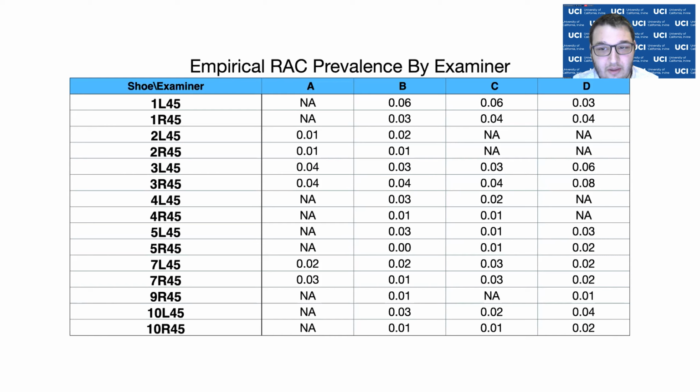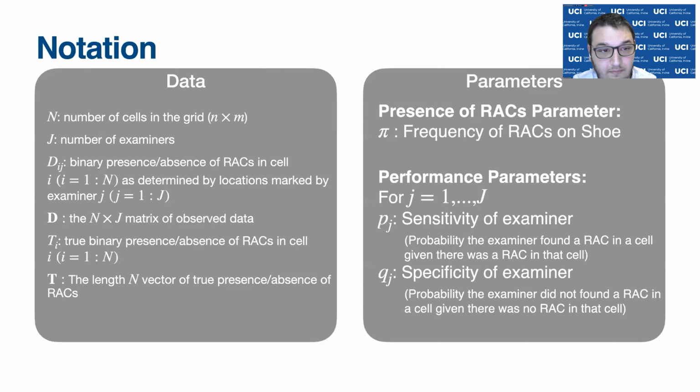So we could get somewhat of a sense of how much variability in RAC identification there is, just by seeing that some people identify a lot on a particular shoe, or some particular shoes have a lot of RACs compared to others. And the cells we created tried to make sure that there was only 1 RAC per cell. So we could use this as actual cell RAC prevalence.